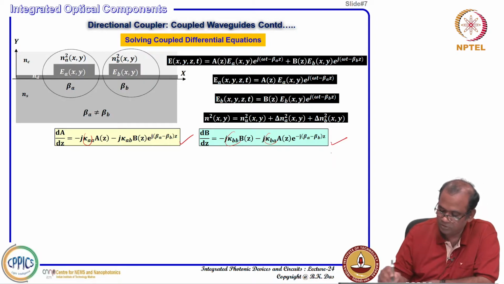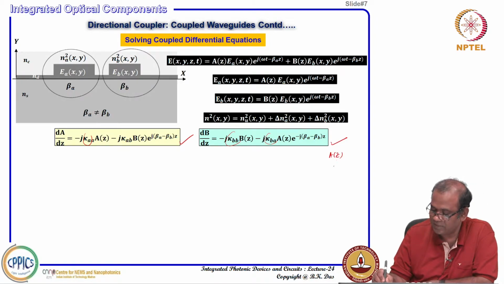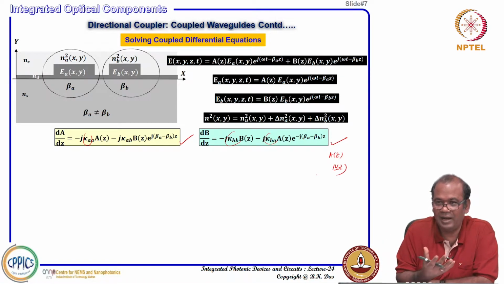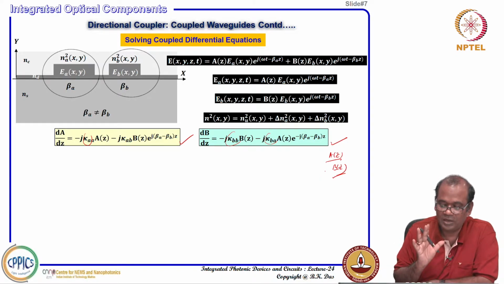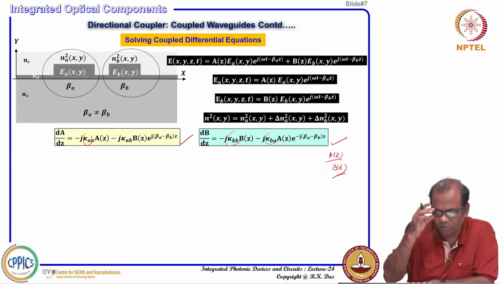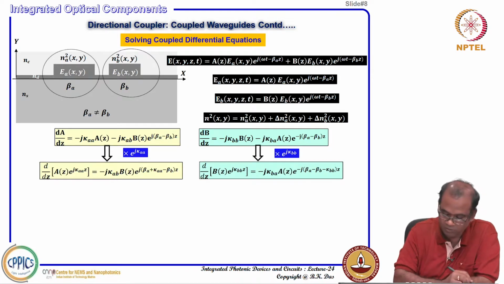Now, I would like to solve how AZ and BZ are evolving. If I know an analytical equation for AZ and BZ, then that is how we can say that the coupled differential equation is solved. So, towards that end, what do we do? We take some trick.